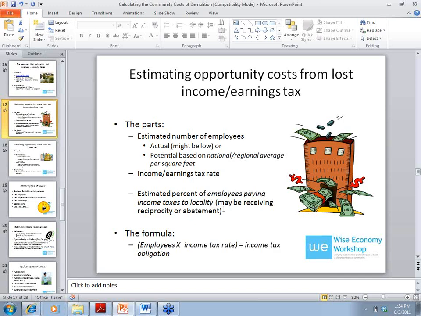So the number of employees times the income tax rate gives you the amount of income tax that the jurisdiction should be receiving. If you're looking at a situation where there's a building that could hold 100 employees, but they want to demolish it for a parking lot, that's a pretty drastic difference. You're able to demonstrate that a local government could be bringing in this much money at a fairly high rate, and instead will be bringing in a lower level.